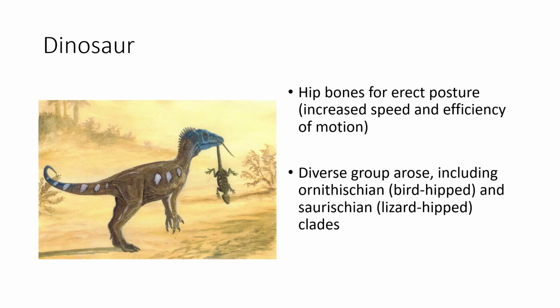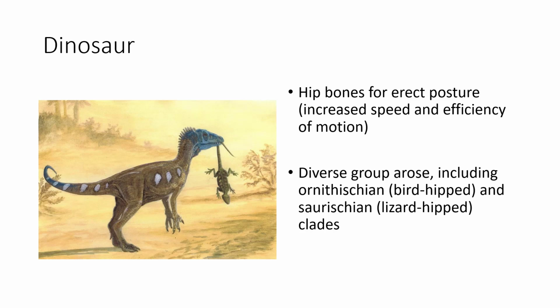And one group that did very well were the dinosaurs. Reptiles are able to crawl around on land. Think about how turtles and lizards move around the land, and you realize it's kind of this squamulose movement of crawling almost.